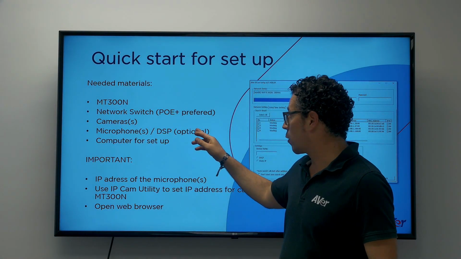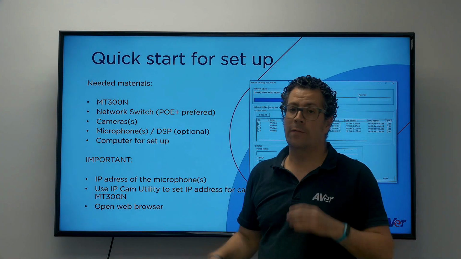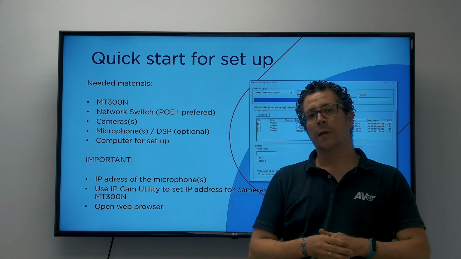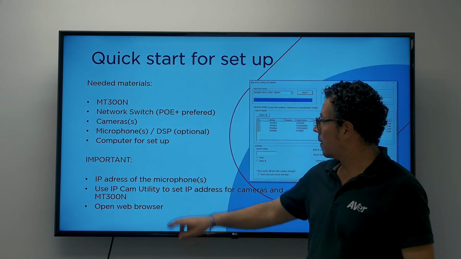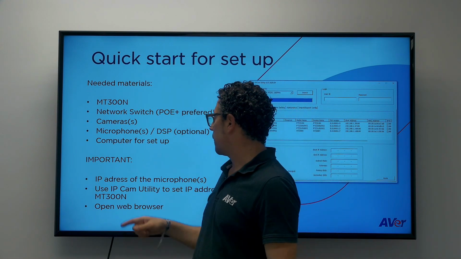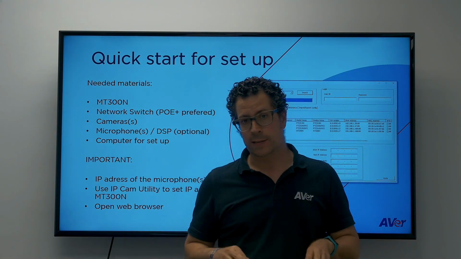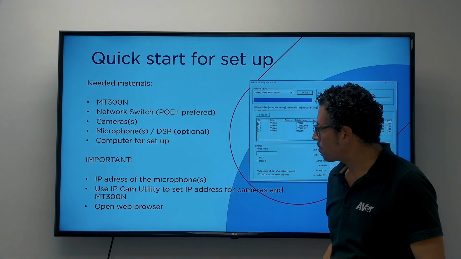You can have microphones connected to the same switch, to the network, or you can even have an audio processor, for example, for embedding the audio or to do any audio improvement in the room. You can connect the DSP via USB to the tracking box. And of course, you can use a computer to do the basic setup or to operate the tracking box.